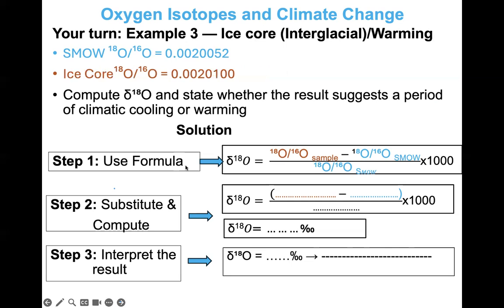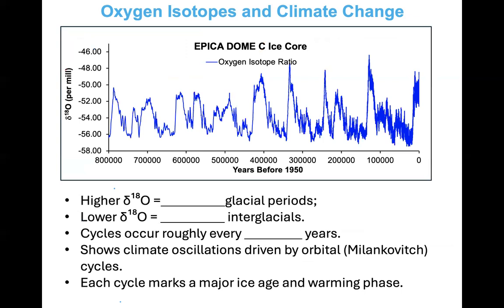Another example 3, ice core, and you'll be able to find easily the value of delta O18. This is the ice core that scientists got from Antarctica, and the core they got goes from 800,000 years all the way to today. This here shows you delta O18 per mil, and you can see the numbers right here.